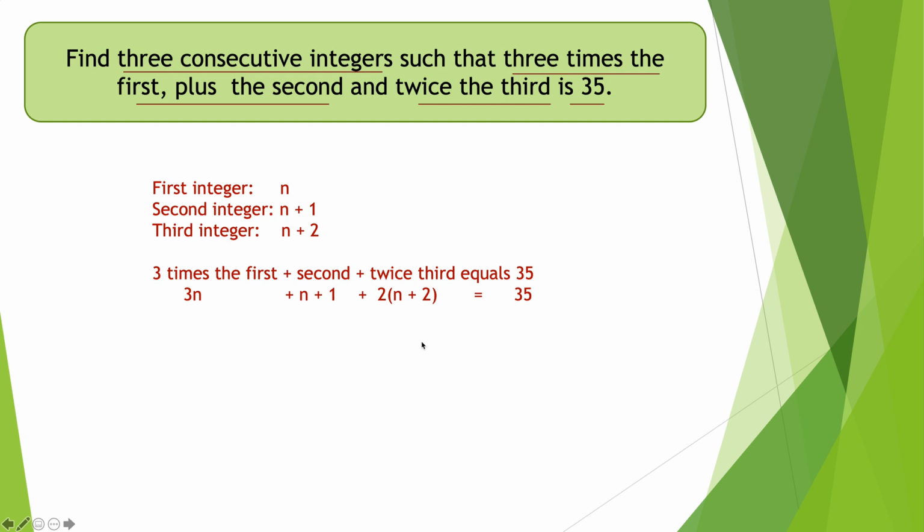Now, once we get to this step, it's just straightforward. It's everything that you're great at, that we always review on practicing multi-step equations. So 3n plus n plus 1, and then I distribute the 2 and get 2n plus 4. So altogether, I've got 6n plus 5, right? 3n and 1n, 4n, and 2 more n, 6n. 1 and 4 make 5. Subtract 5 from both sides. I get 6n is 30. Dividing by 6, n is 5. So the numbers are 5 and 6 and 7. Okay, last one.